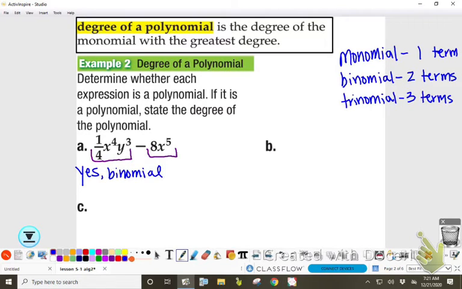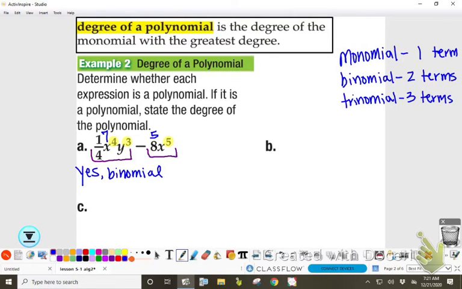And then I need the degree of it. So what you're going to do is take this first term, 1/4 x to the 4th, y to the 3rd, and you're going to add their exponents. So I have a 4 and a 3, so that's a 7 when you add those together. And then in the other term, I just have 8x to the 5th, so that exponent is a 5.